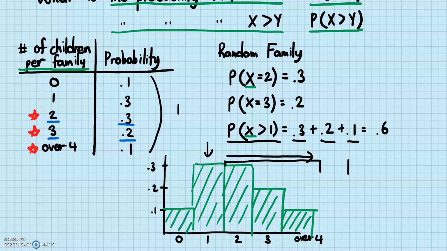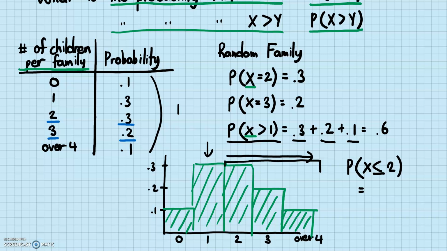And similarly, you can do that for example, if I say probability that x is less than or equal to 2. First of all, what does this mean? That means, what is the probability that a family chosen at random has 2 or less children?